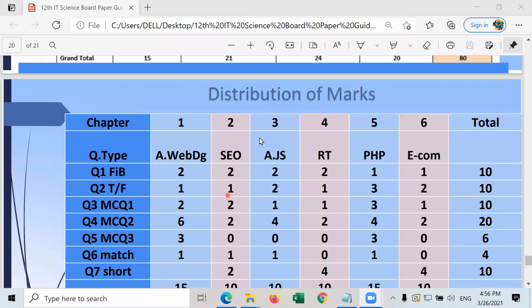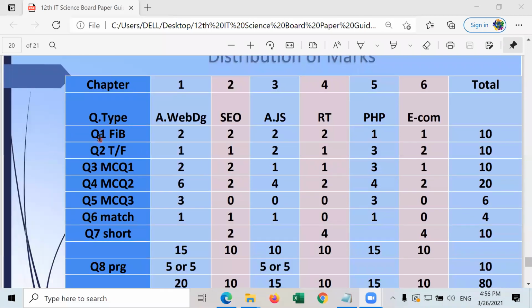Now this is the distribution of marks according to types of questions. Look at this slide very carefully. Look at question number 1, which is fill in the blanks. Now look at these rows. In row 1, you will see advanced web designing. In row 2, in column 2, we will find SEO. In column number 3, we will find advanced JavaScript and so on. This is ET, not IT. ET stands for emerging technology. This is for chapter number 5.